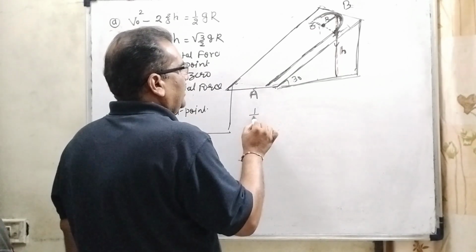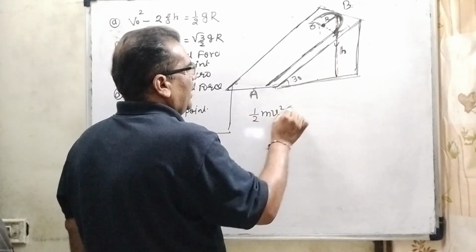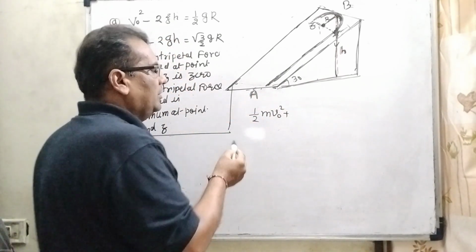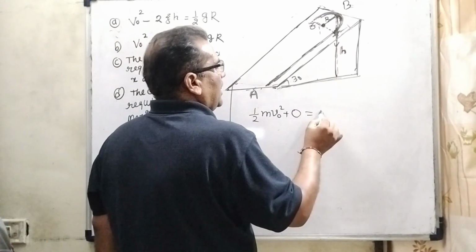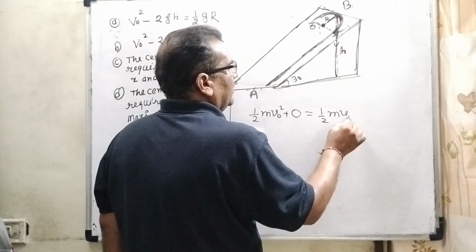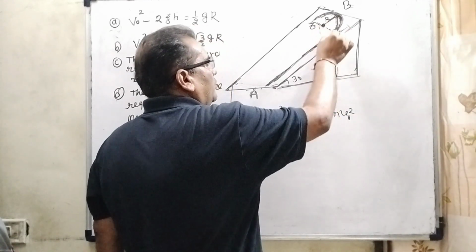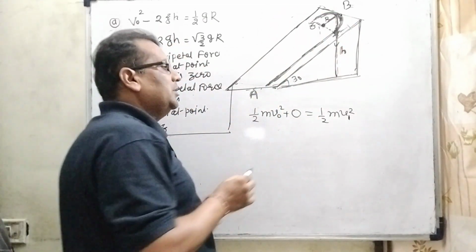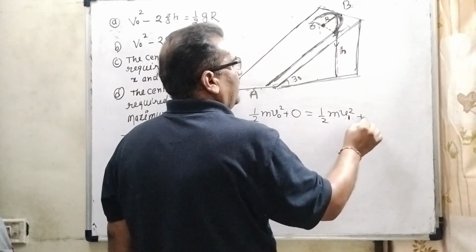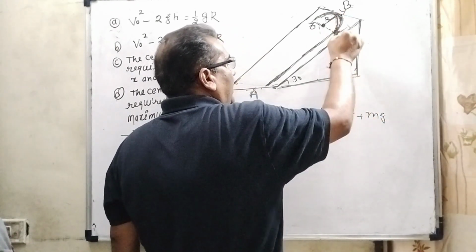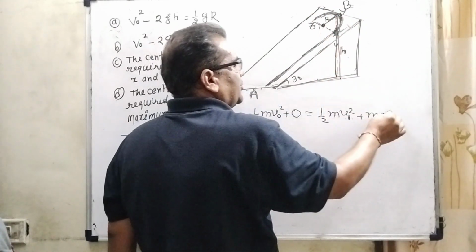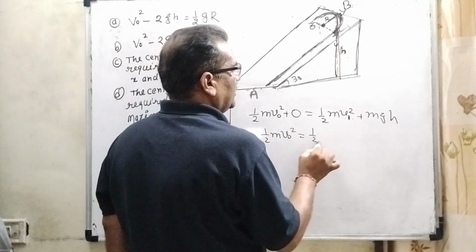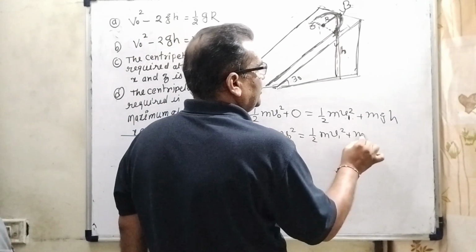At A the kinetic energy is 1 by 2 m v0 squared. Here there is no potential energy because the ground level is 0, so h equals 0. At point B the velocity becomes v1, so the kinetic energy is 1 by 2 m v1 squared, and the potential energy at Y, where X, Y and Z are at a height from the ground, is mgh. So 1 by 2 m v0 squared equals 1 by 2 m v1 squared plus mgh.